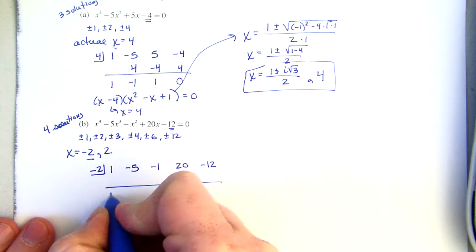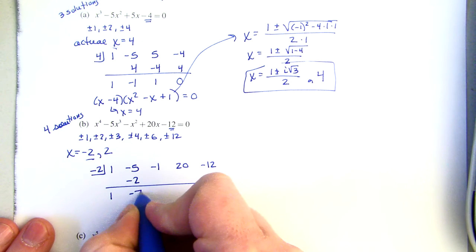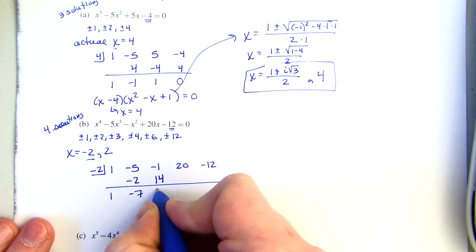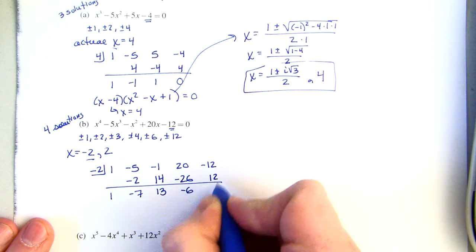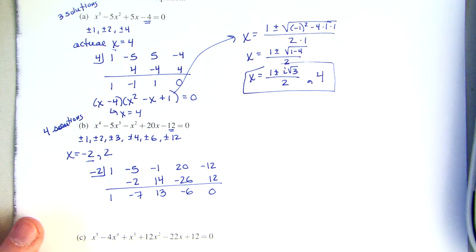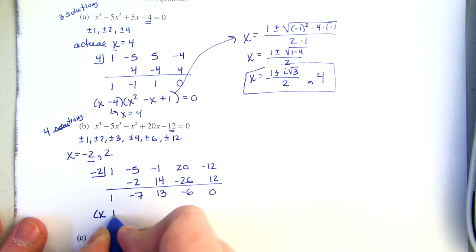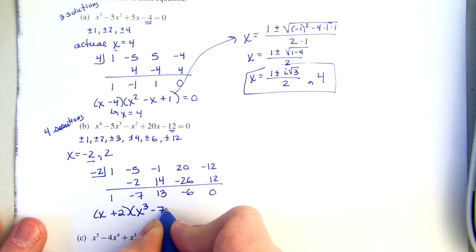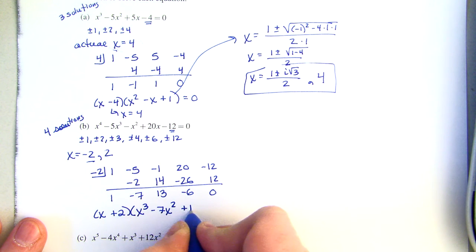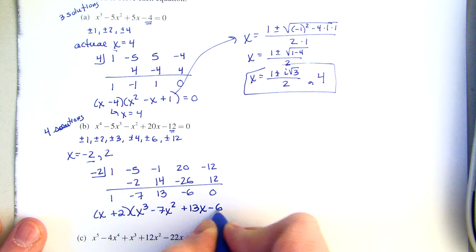And here we go. Down 1, up -2, down -7, up 14, down 13, up -26, down -6, up 12, down 0, which means I have a factor of x plus 2 and a cubic, x cubed minus 7x squared plus 13x minus 6.